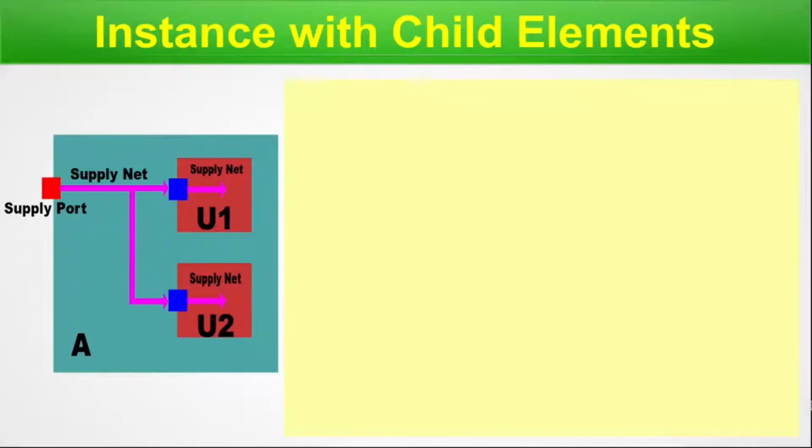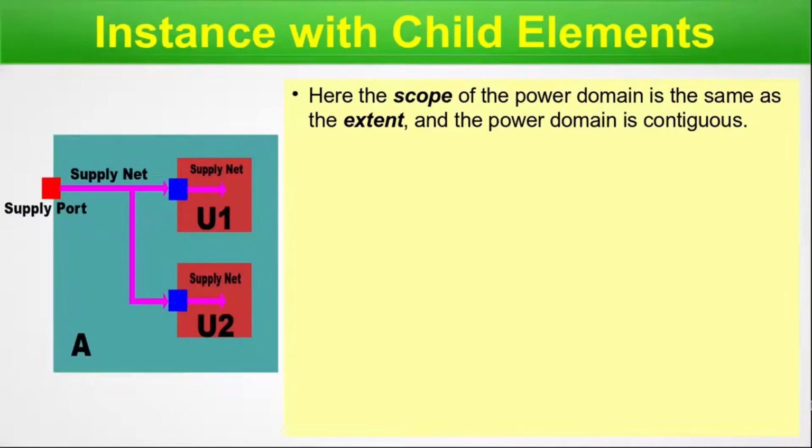Let me bring on the text now. Here the scope of the power domain is the same as the extent. Very similar, because one is the namespace, that is at which hierarchical level, and the other is extent, or range. So both are the same, and both the power domains are neighbors, that is, contiguous.